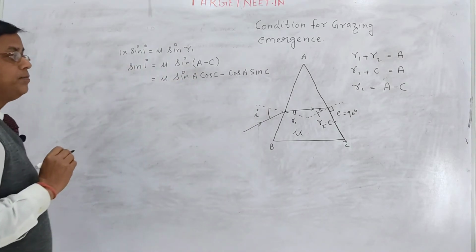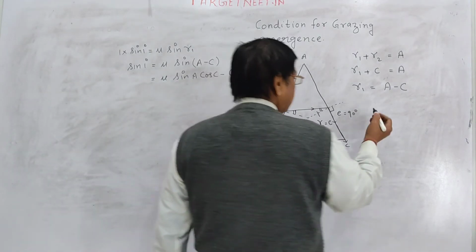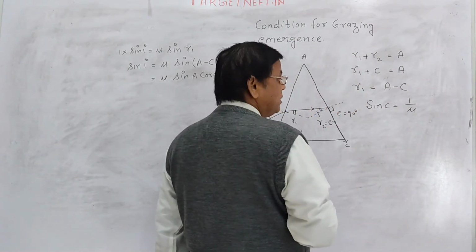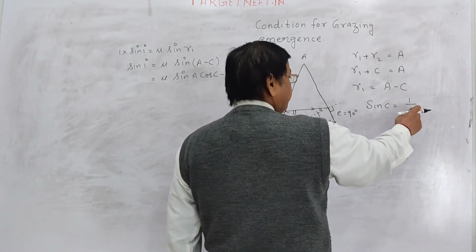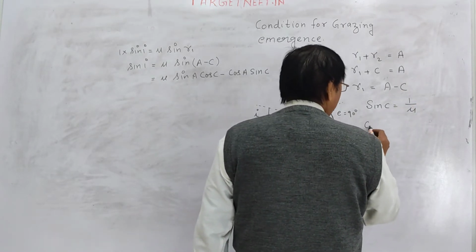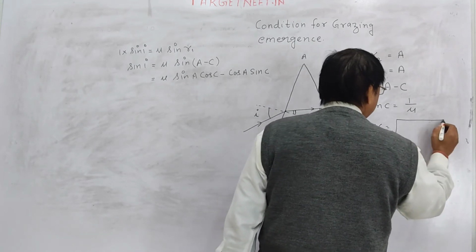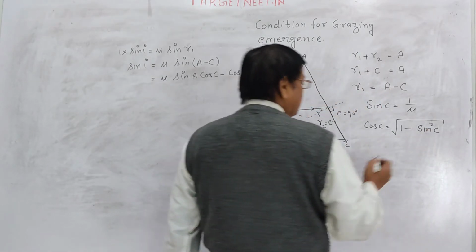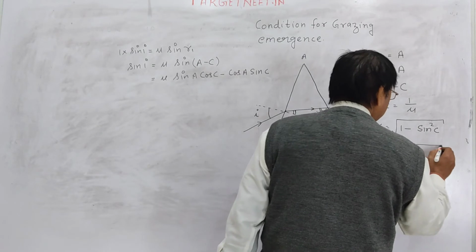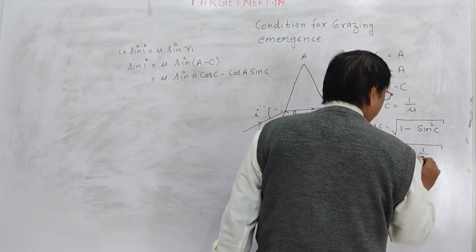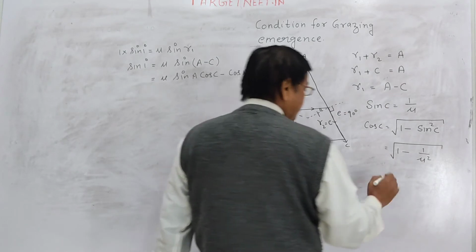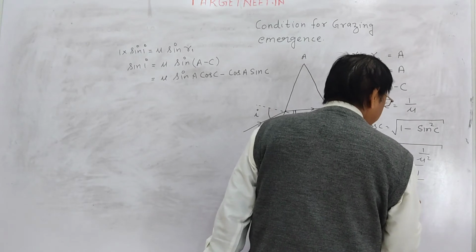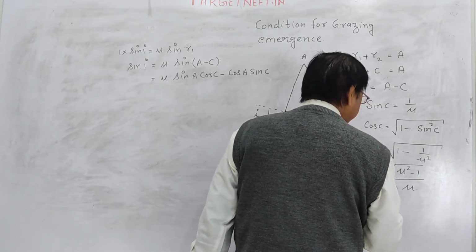I can write it like this, and we know that sine of critical angle is 1 upon mu, refractive index of rarer medium upon refractive index of denser medium. So cos of C is root of 1 minus sine square C. So it is root of 1 minus 1 upon mu square, or root of mu square minus 1 divided by mu. This is cos C.